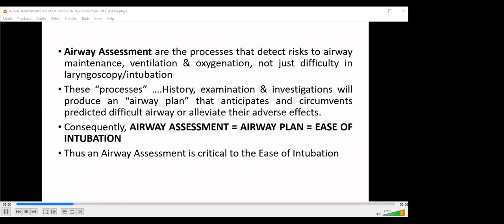Airway assessments, on the other hand, are processes that detect risks to airway maintenance, ventilation and oxygenation, not just difficulty in laryngoscopy or intubation. These processes, by way of history, examination and investigations, will help produce an airway plan. The airway plan will anticipate and circumvent predicted difficult airway, or alleviate their adverse effects. So airway assessments will help us develop an airway plan, and having an airway plan will ease our intubation.